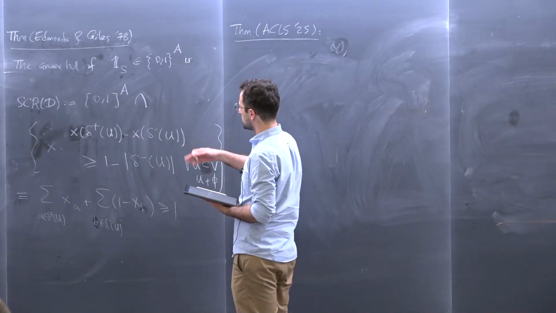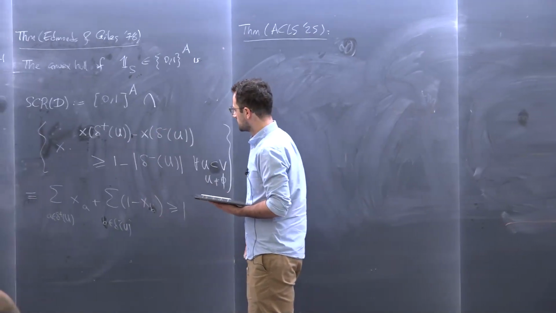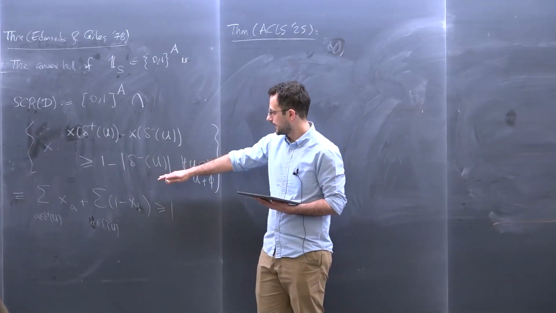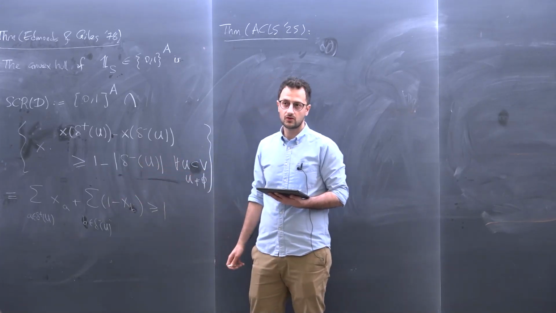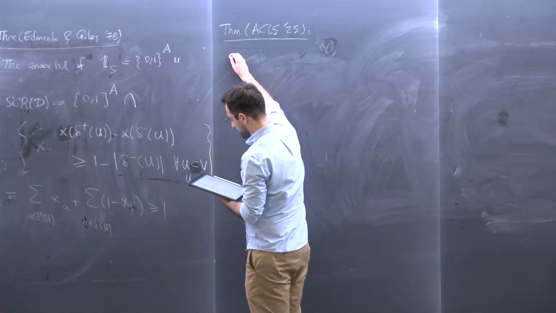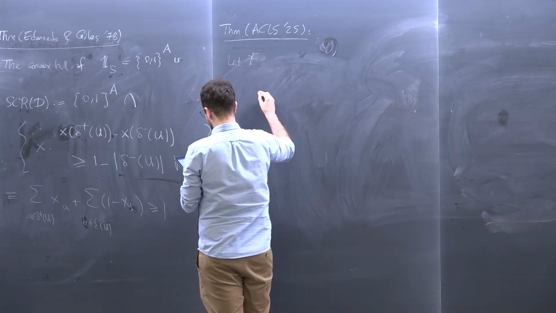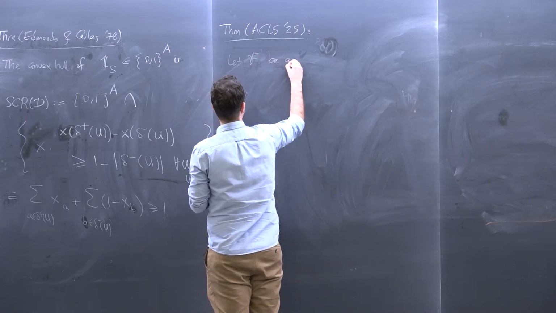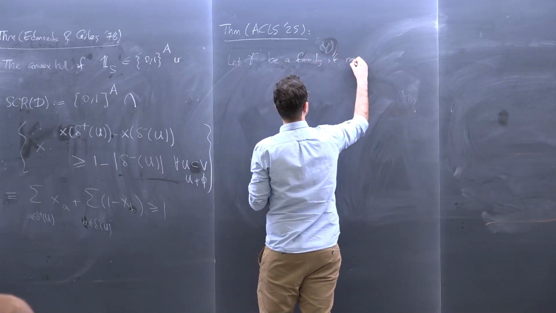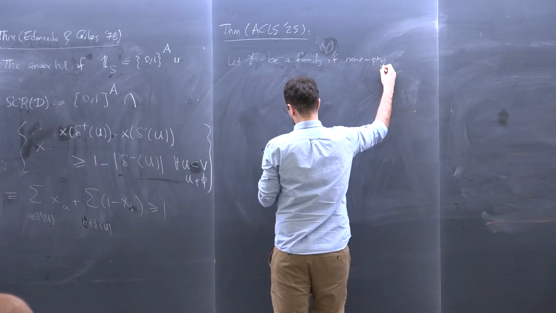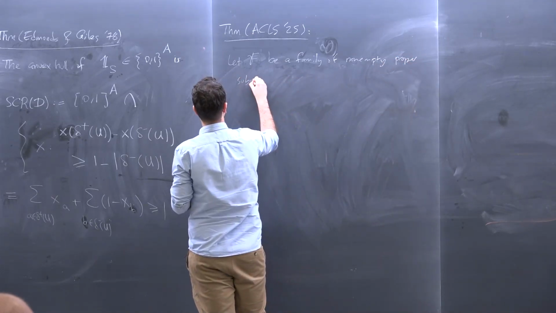To unravel that, first let me move to a face of the polyhedron. To move to a face, I need to set some of these inequalities to equality. So I'll first tell you what those inequalities are. So let script F be a family of non-empty proper subsets of the vertex set.